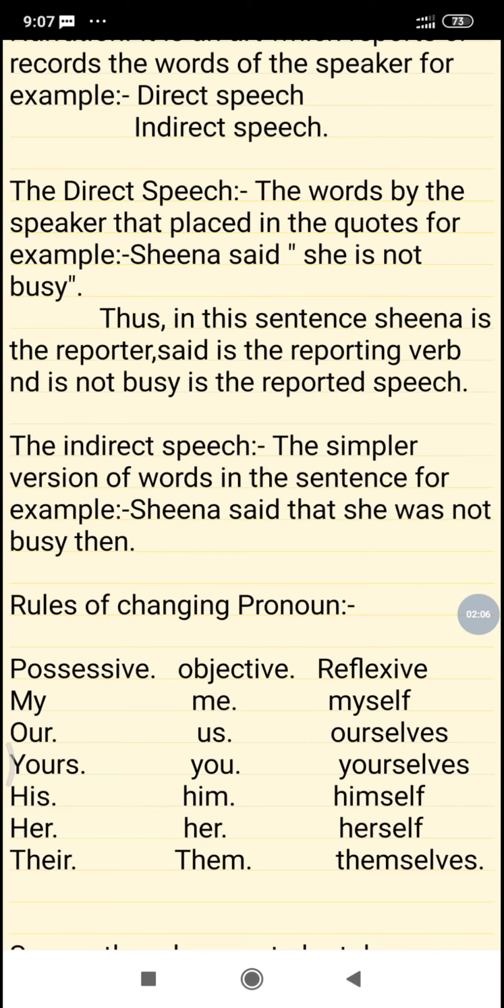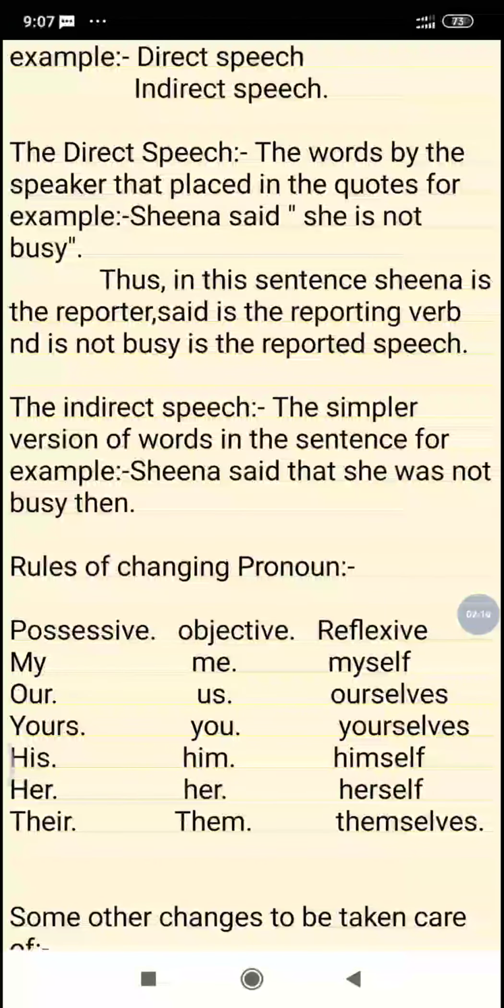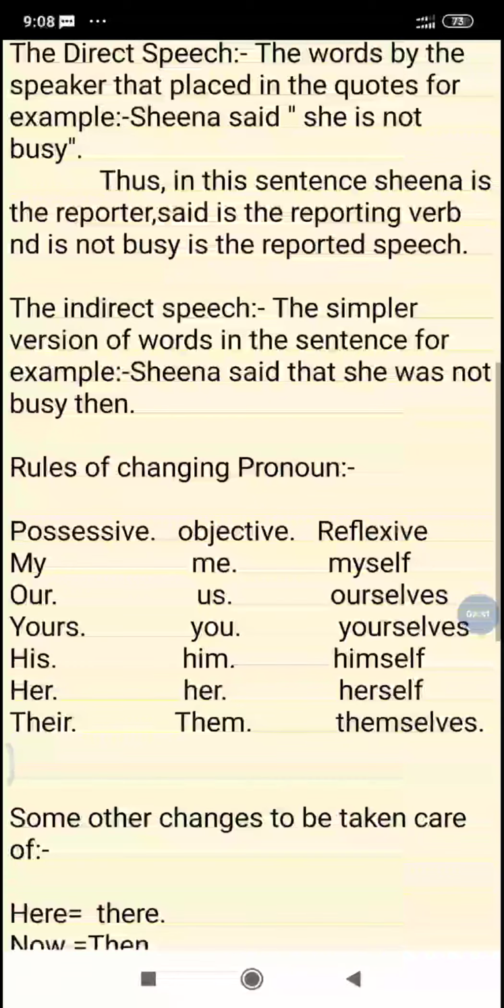For example, Sheena said she is not busy. Here we can notice that this is a direct speech. Here, nobody is here to say anything. Sheena said she is not busy. Thus, in the sentence, Sheena is the reporter. Said is the reporting verb, as we can see. And is not busy is the reported speech.